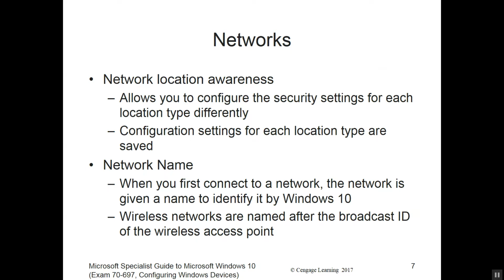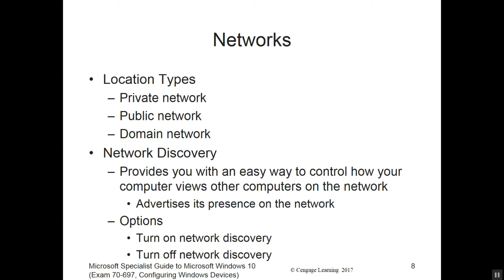Wireless networks are named after the broadcast ID of the wireless access point. Most of you are familiar with, at the college, the PAW guest. That's the access point, so your system recognizes that broadcast ID. We've got location types: private, public, and domain network.